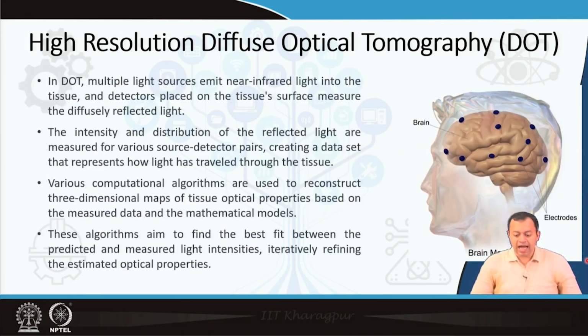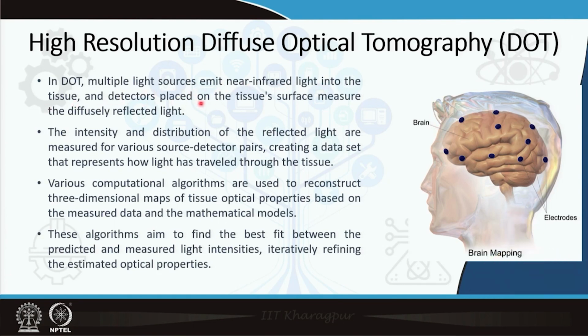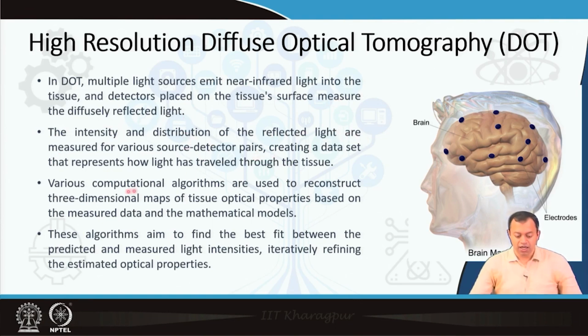So, high resolution DOT. In DOT, multiple light sources emit near infrared light into the tissue in different directions, and detector plates on the tissue surface measure the diffused reflected light. The intensity and distribution of the reflected light are measured at various source-detector pairs. Various computational algorithms are used to reconstruct 3-dimensional maps, and these algorithms aim to find the best fit between predicted and measured light intensities, right.